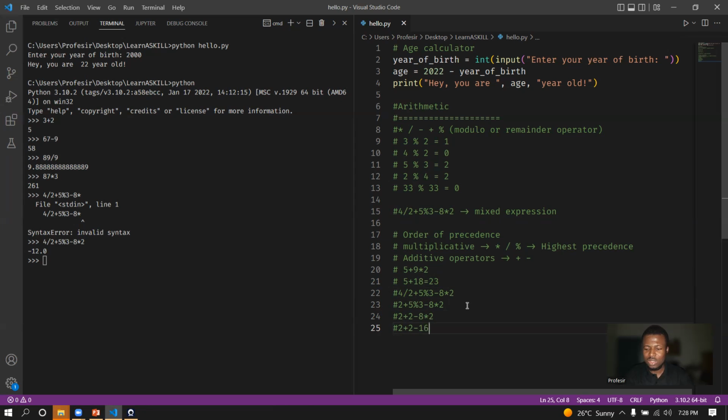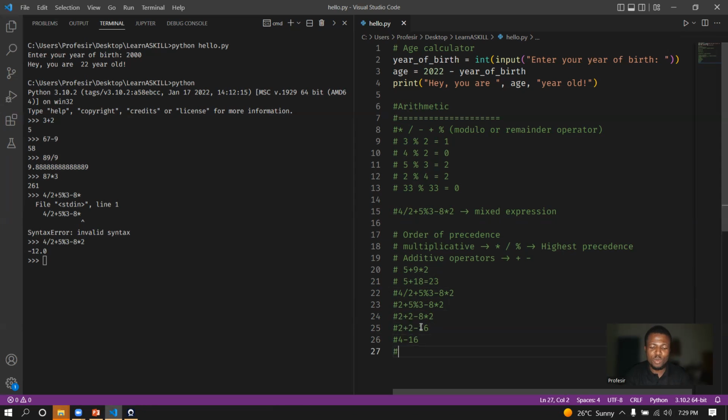16. So you see, now we are done with all the multiplicative operators. We are left with additive operators. And fortunately, these two still have the same order of precedence, isn't it? So that means we have to evaluate the addition first. Now, 2 plus 2 gives us what? 4 minus what? 16, isn't it?